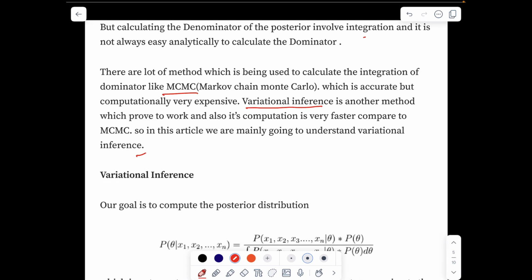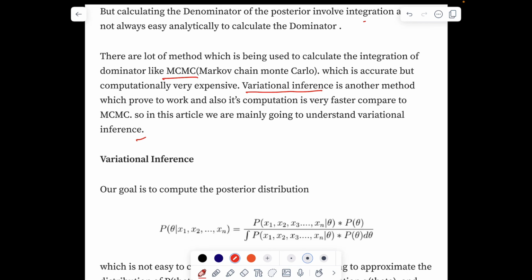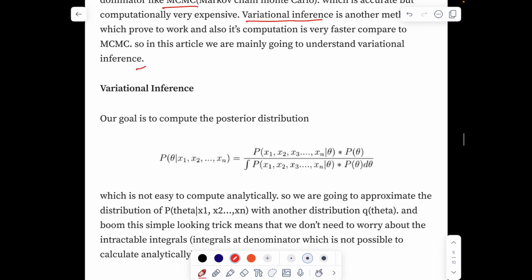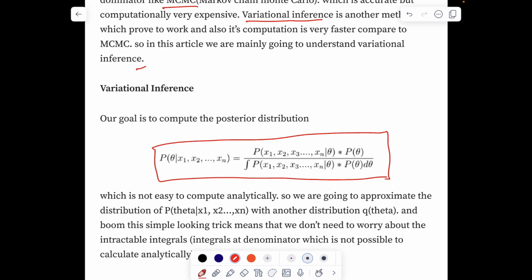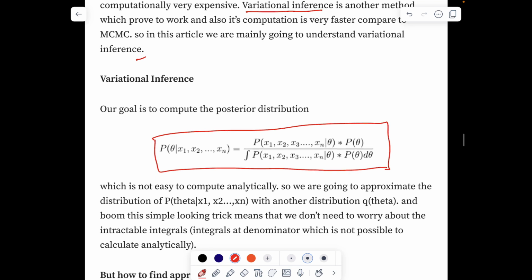In this video, we are mostly going to understand the concept of variational inference. So let's redefine our goal. Our goal is to compute the posterior, which is not easy to compute analytically because of this integration term.